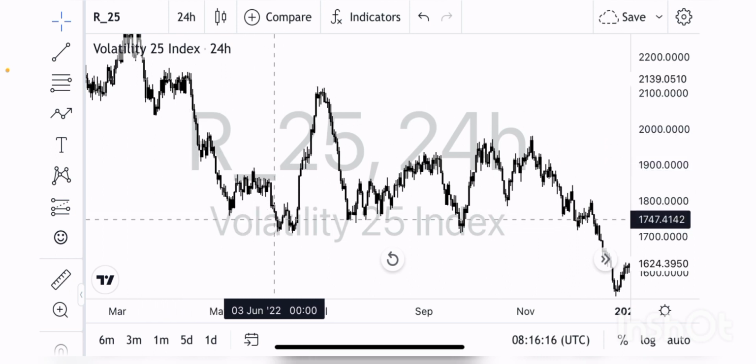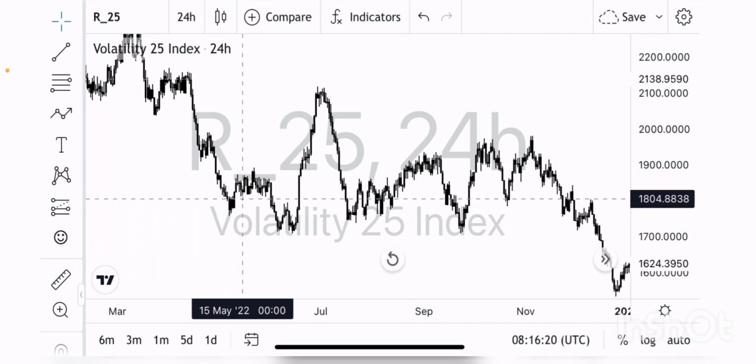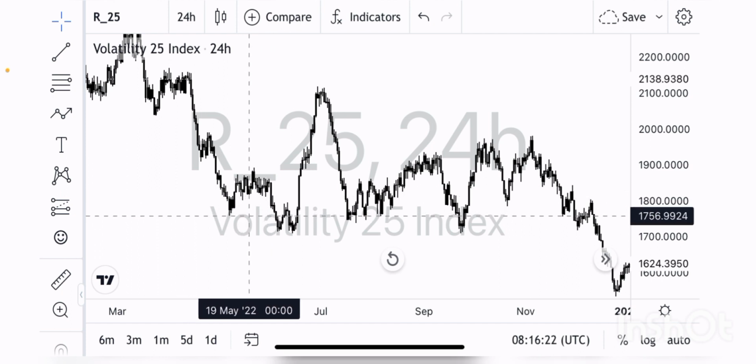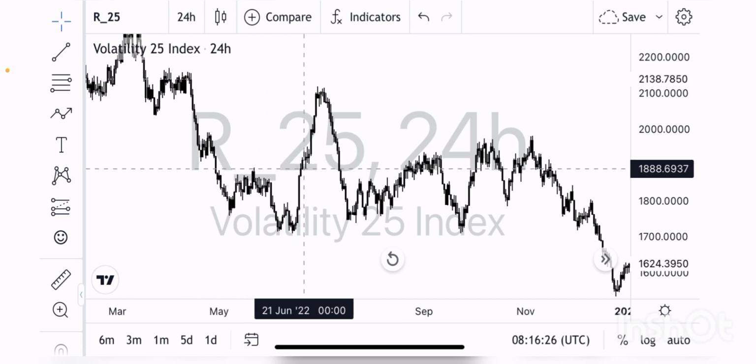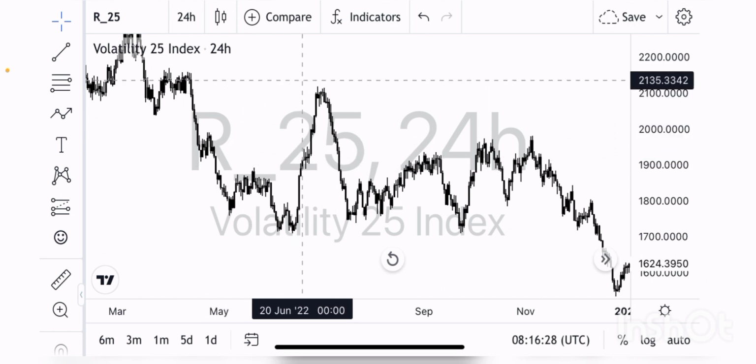Now we have another PMS to the downside. This is definitely a BMS for me. This is a PMS for me. Now see what the market did. The market broke out this high. The market took out this high and it came as far as this.